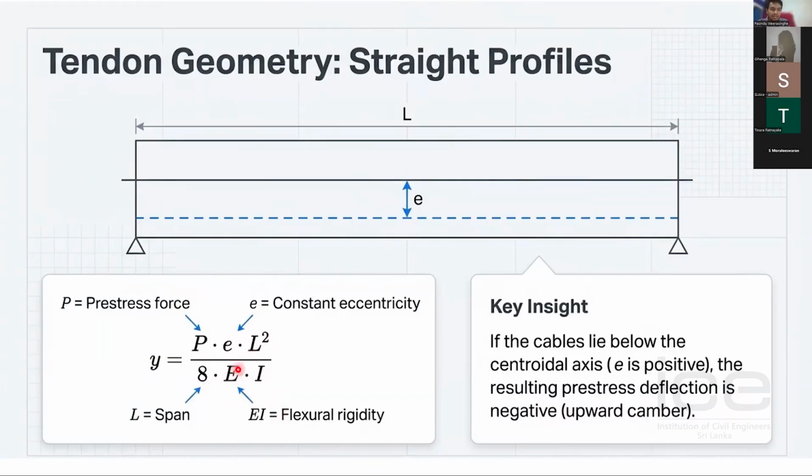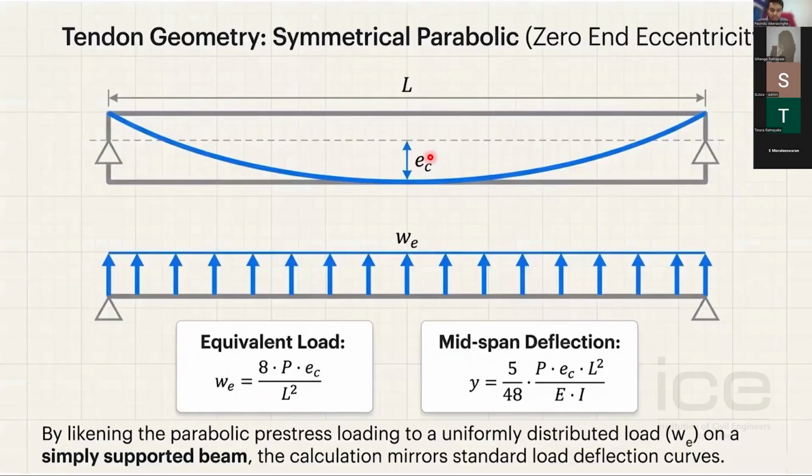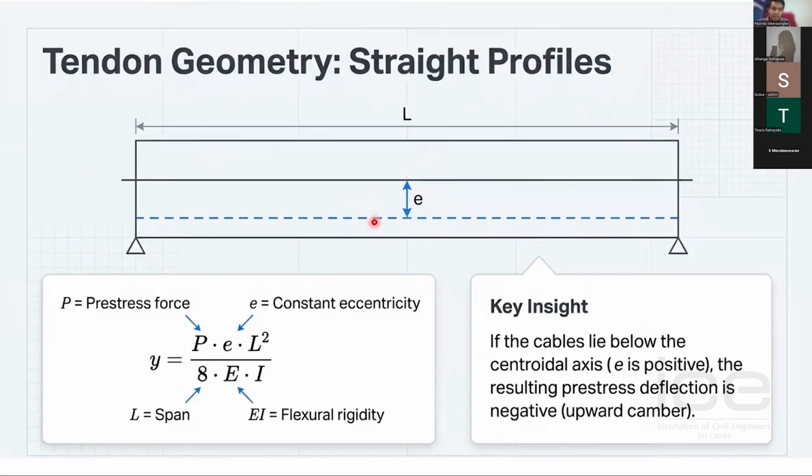And at transfer, you can consider the elastic modulus as it is, representing the grade of concrete. The key thing to notice here is because the tendon is below the neutral axis, your deflection will be negative, since downward deflection is considered positive. So initially, we'll have a negative deflection. This is when the tendon profile is parabolic. And when you apply the loading, the deflection will be downwards like this.